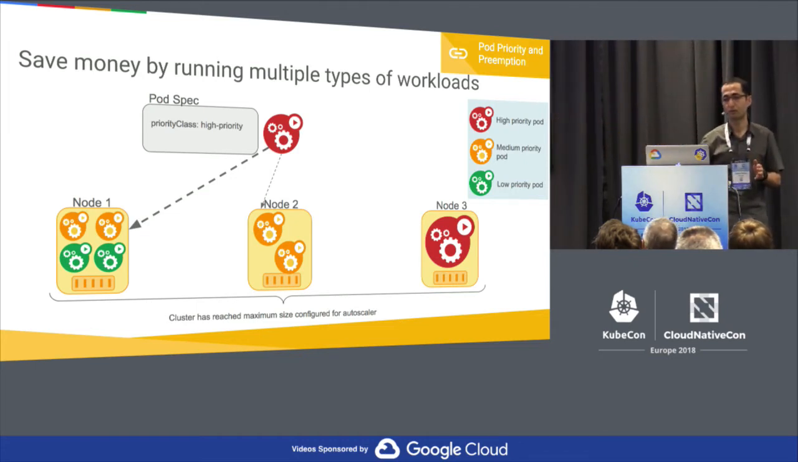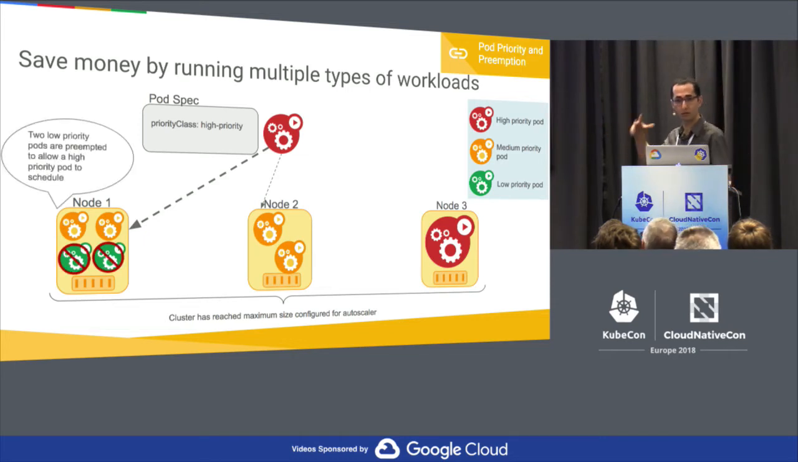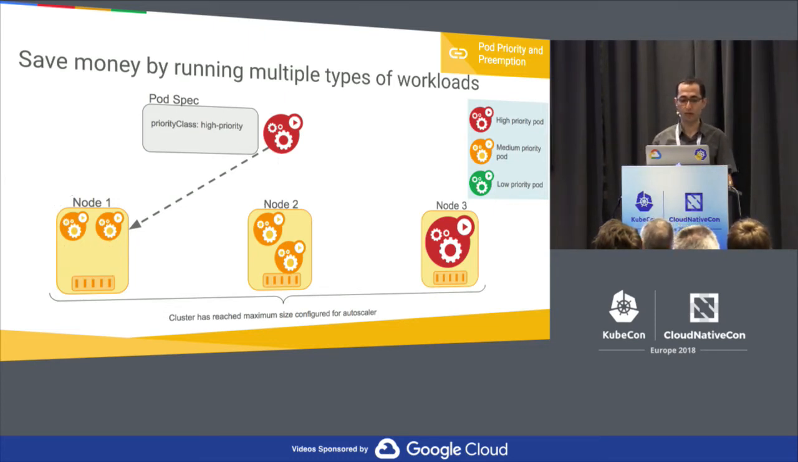Scheduler looks at these two, and it has various metrics. But since node 1 has the lowest priority pods, which if removed can give enough resources to schedule this high priority pod, the scheduler deletes those two pods, or in our terminology, preempts those pods, giving them their graceful termination period. After that graceful termination period expires, those pods are actually removed, and now this higher priority pod can be scheduled on this node.